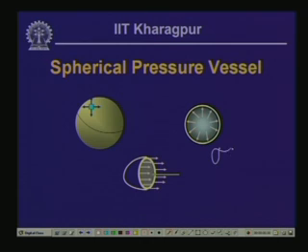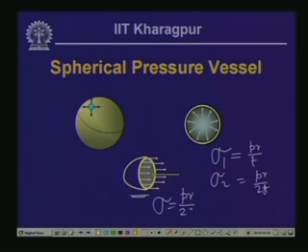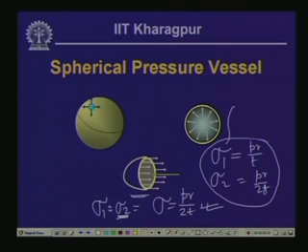Now, sigma 1 for a cylindrical pressure vessel was P r by T, and sigma 2 was P r by twice T, and as we have seen in case of spherical vessel, sigma is equal to P r by twice T, and here both the values of sigma 1 and sigma 2, which was in the longitudinal direction in case of cylindrical member, are the same, and this is P r by twice T. Now, as we had seen in case of cylindrical vessel, the shear stress sigma 1 minus sigma 2 by 2 is the maximum in plane shear stress.